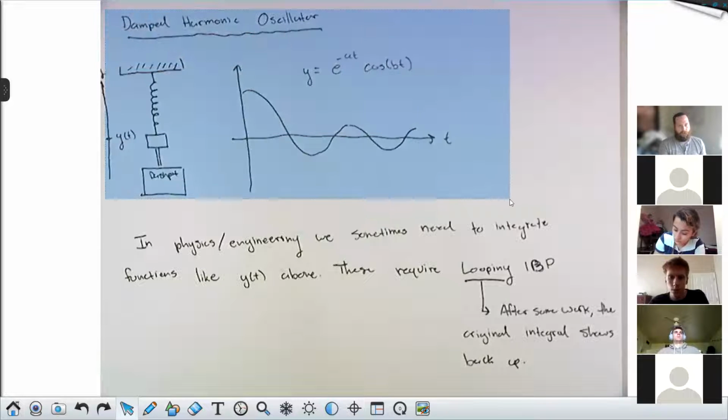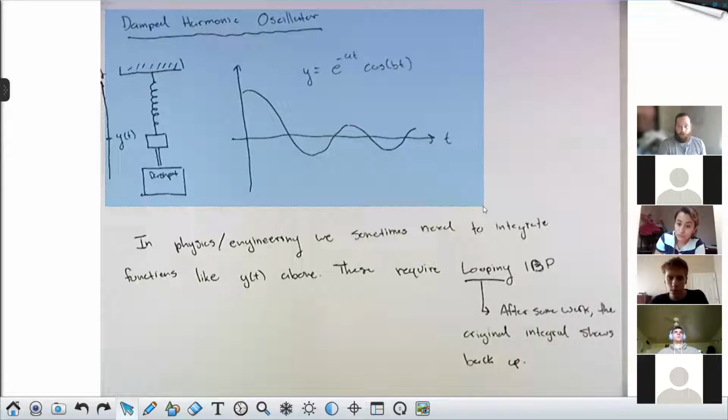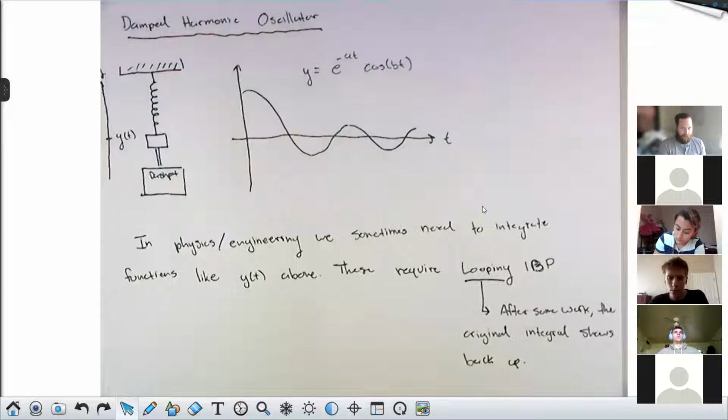There are many, many systems in the real world which are damped harmonic oscillators. And if you want to find the displacement in the physics 1 sense, or the distance traveled, that sort of thing, then you need to integrate a function like this. There are settings in electromagnetism where these are very important also.